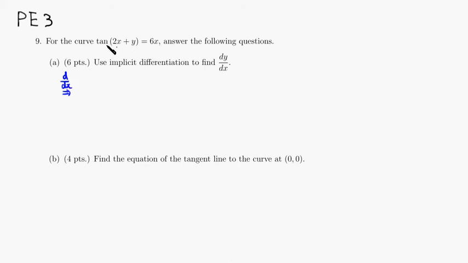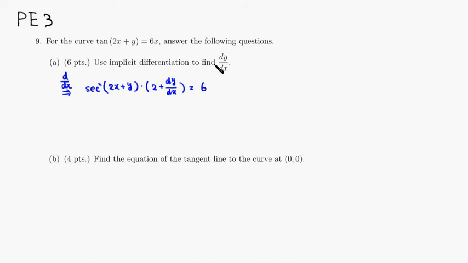Alright, so let's take the derivative of the left hand side. The derivative of tangent is secant squared. So we have secant squared, and we're going to leave the inside function as it is. But we still have to multiply by the derivative of the inside, which is 2 plus the derivative of y, dy over dx, is equal to the derivative of 6x, which is just 6.